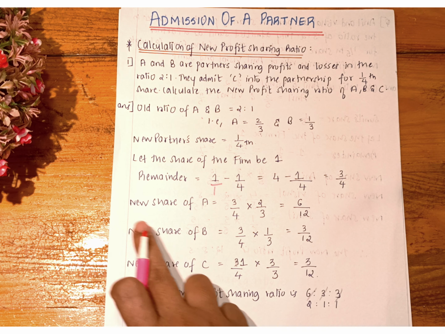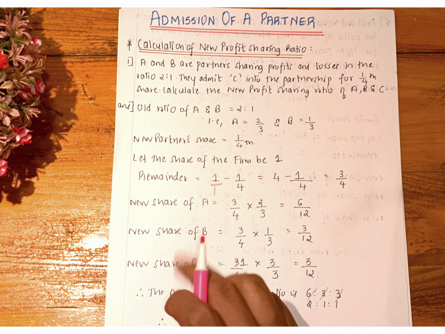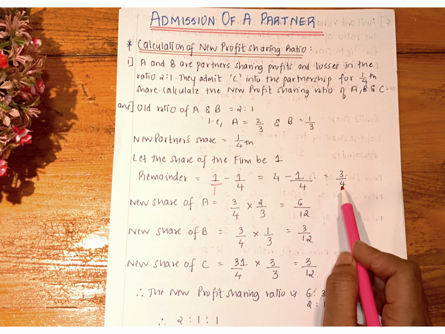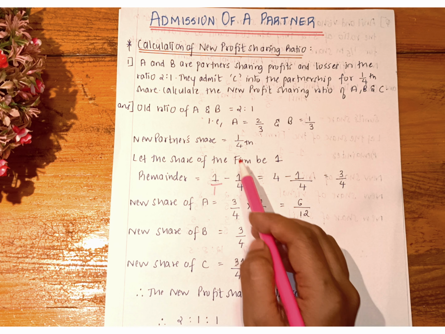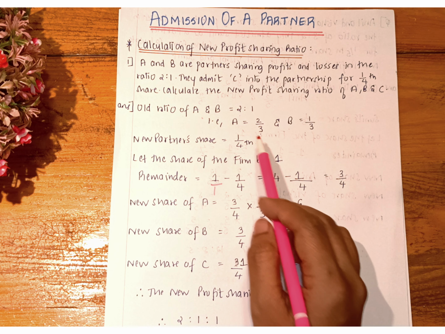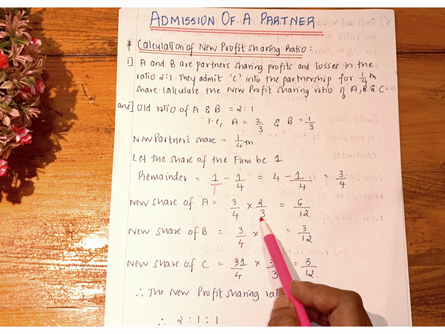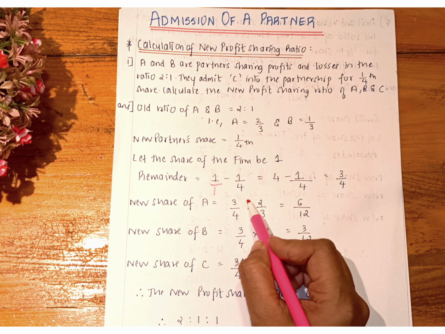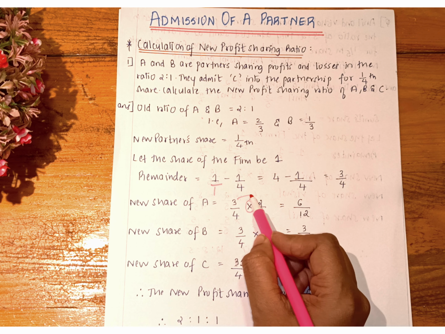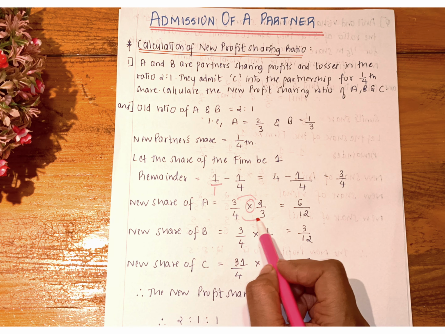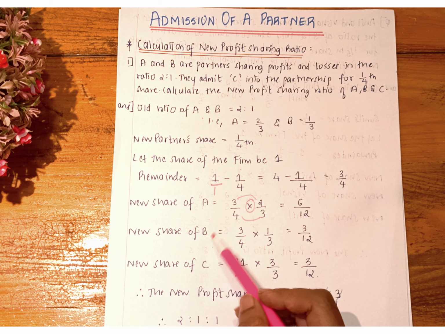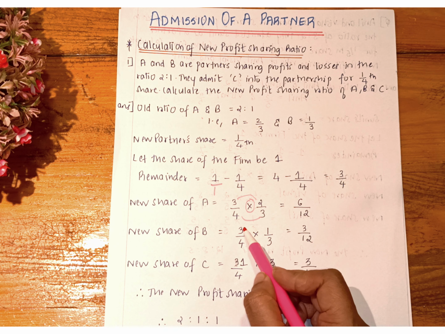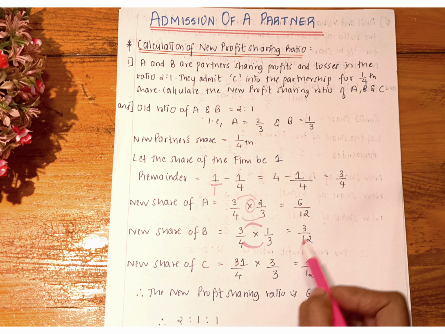Now we have to calculate the new share of A. For the new share of A, first of all we take this answer, the remainder 3/4, multiplied by A's share. Here it is 2/3. So multiplied by 2 divided by 3. Here the sign is multiplication, so you can directly multiply. 3 2s are 6, 4 3s are 12. Next for B, take the remainder. Share of B is how much? 1/3. 3 1s are 3, 4 3s are 12.